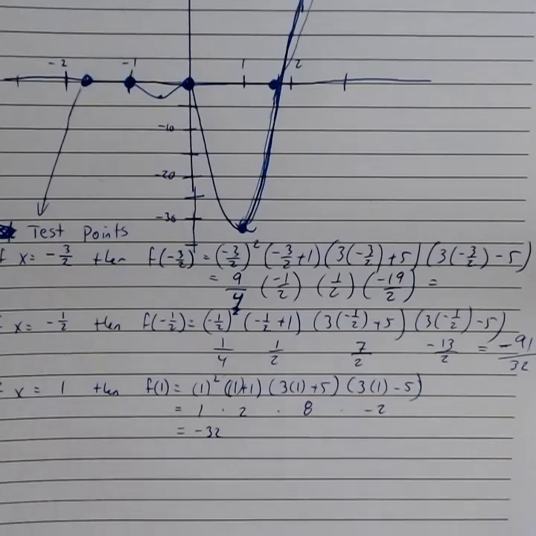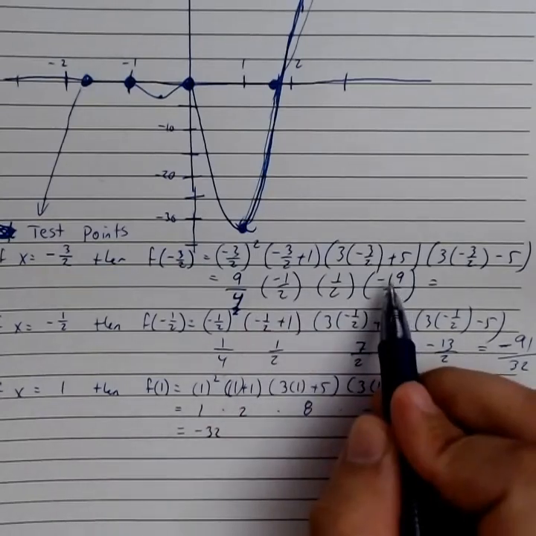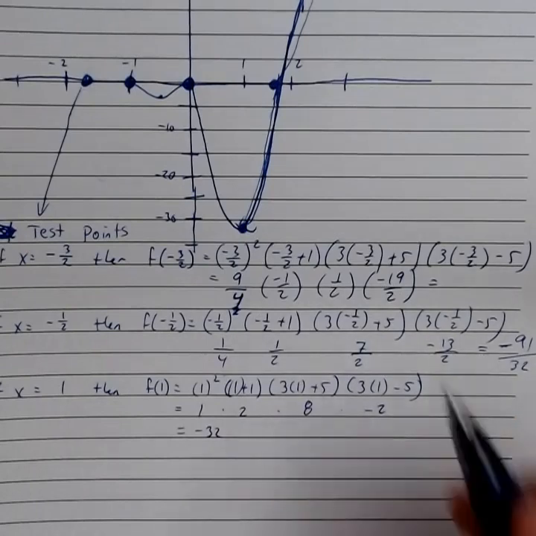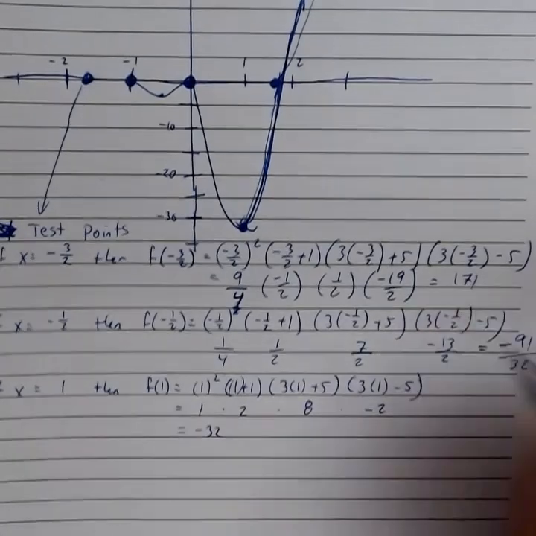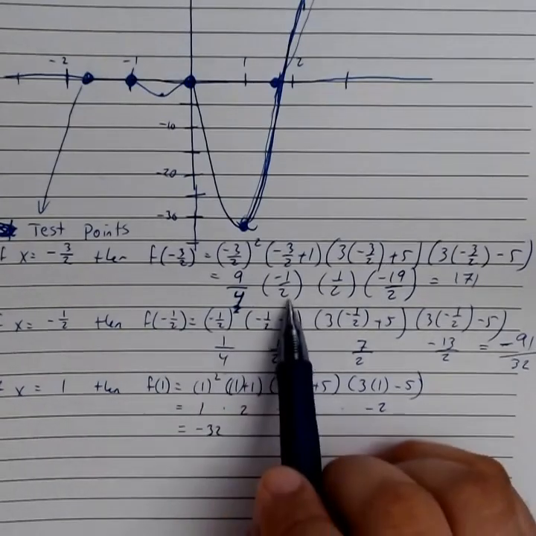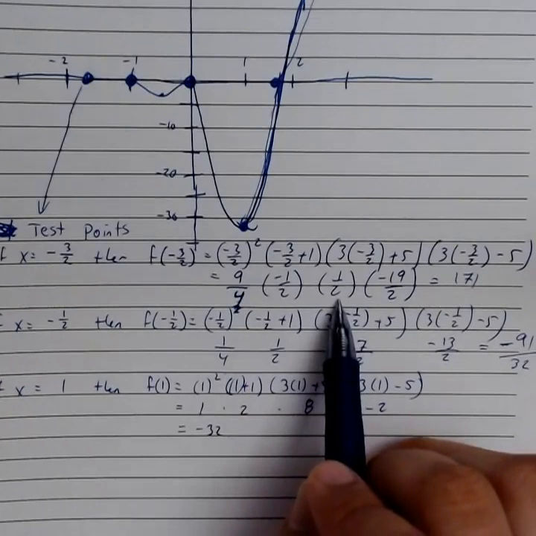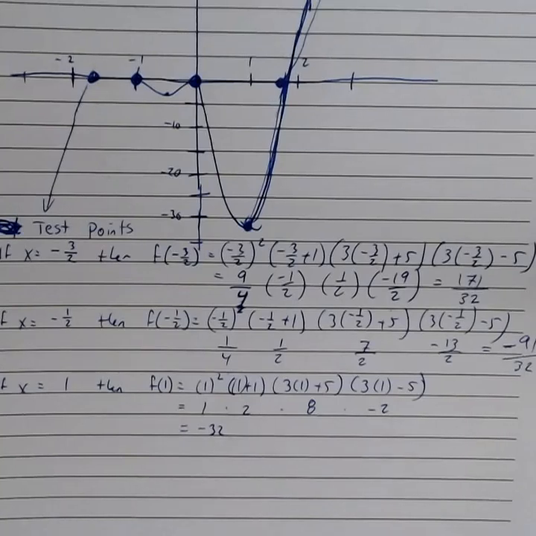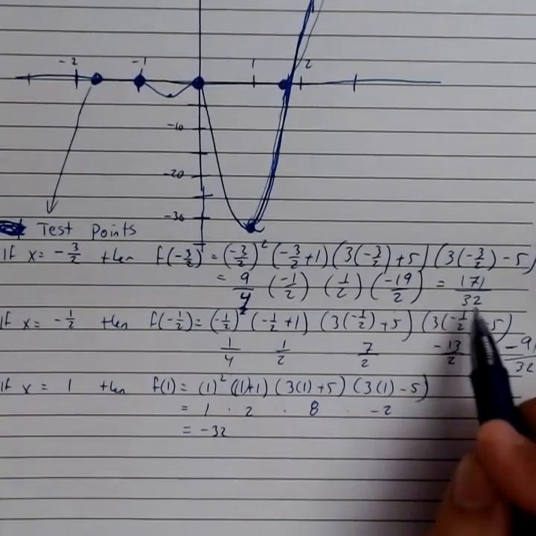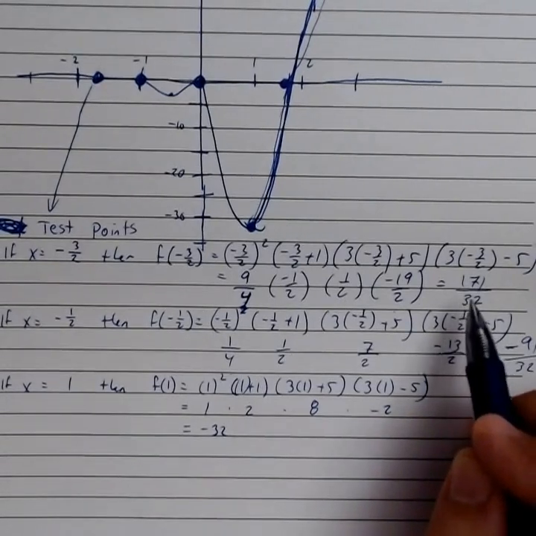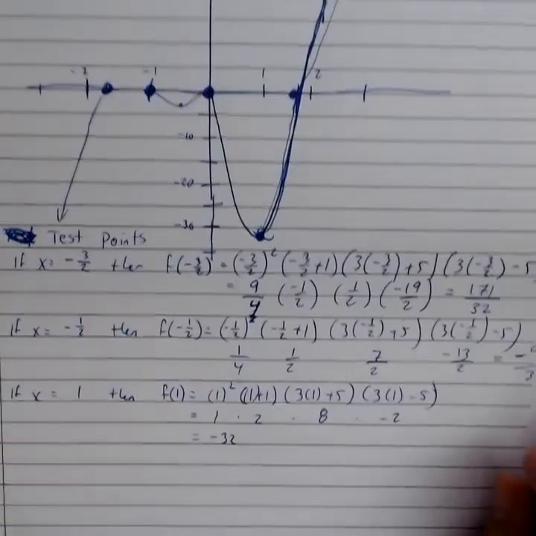And now we can multiply. Double negative makes that a positive. 9 times 19, that's 171. And then our denominator, 4 times 2 is 8, times 2 more is 16, times 2 more is 32. And if you divide 171 by 32, that's about 5 point something. That's 5 and 1/4, give or take.